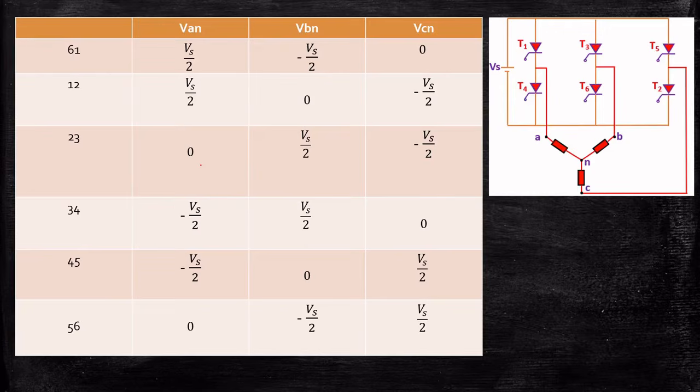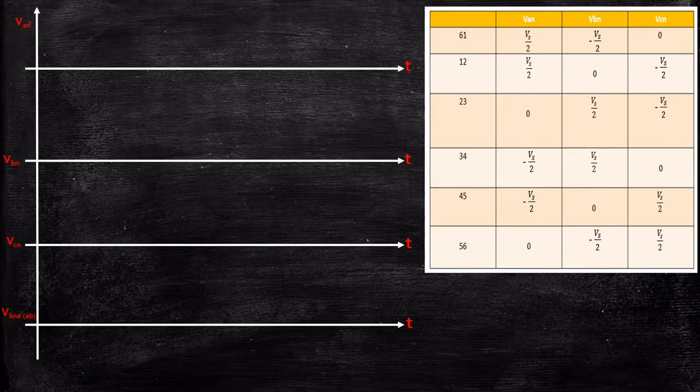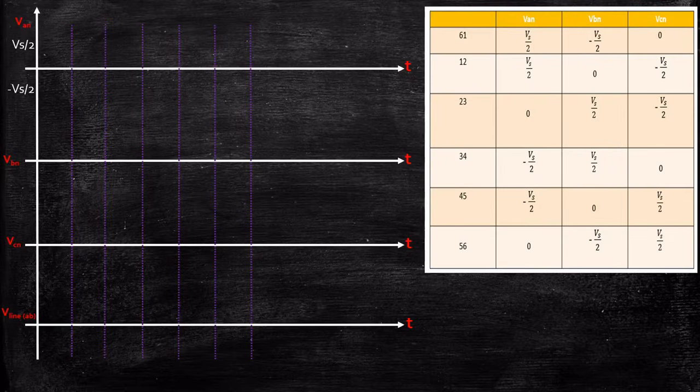So why is this important? If you understand how to arrive at this table, drawing the waveform is very simple. Now, why is the waveform required? The waveform is required for you to clearly state that the DC waveform is converted to a three-phase AC waveform. Now again, I'm considering the table as reference. So we have Vs by 2 and minus Vs by 2, which is going to be obtained throughout this particular waveform.